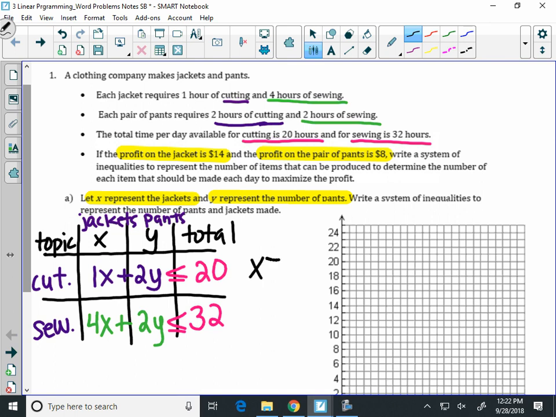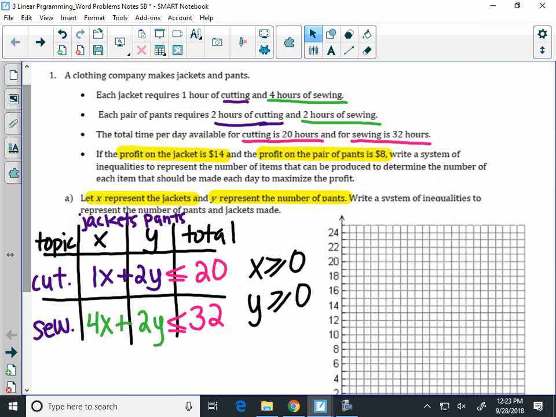Yeah, the positives. So x is greater than or equal to 0, and y is greater than or equal to 0. Why do I have to include those two inequalities? Yeah, I can't make a negative number of jackets and pants. All right, so now that's as far as we got yesterday.